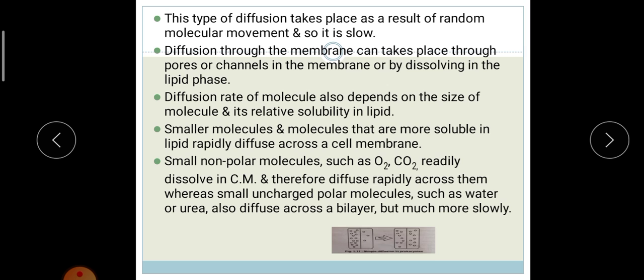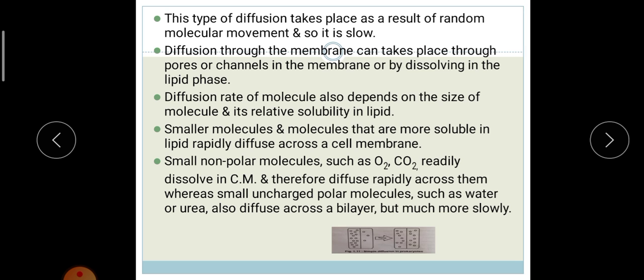This type of diffusion takes place as a result of random molecular movement, and so it is slow. Whatever diffusion takes place in the cell membrane, it takes place randomly. It does not take place in a parallel way or in a specific format. It takes place randomly, anyhow. Molecules move anyhow, hence the movement is random and it is very slow.